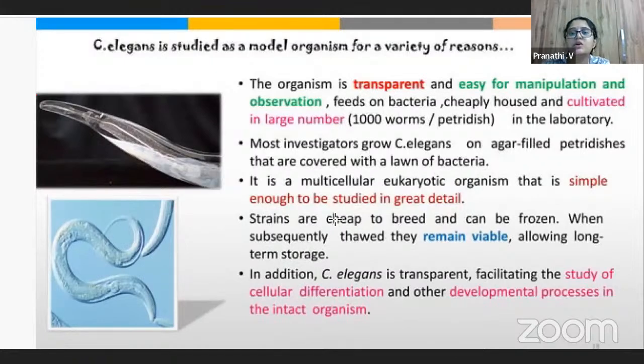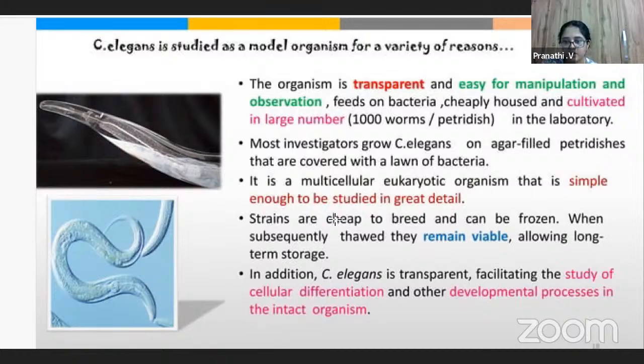So it is a transparent organism. Why is this studied in the first place? Transparent, easy for manipulation and observation. And what does it feed on? Bacteria. And it can be cultivated in large numbers, around 1,000 worms per petri dish in the lab, usually in agar-filled petri dishes. You have NGM, which is enough, and at the same time that itself is a haven for bacteria as well. So you can study two organisms at the same time.